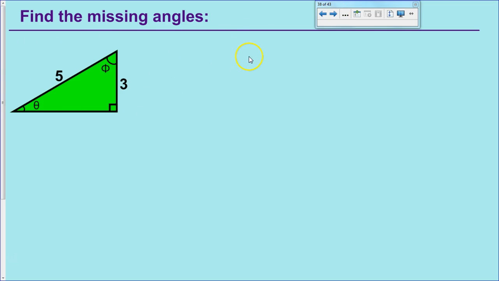Over here, we've got a new problem. Pause the video and see if you can write two trigonometric equations that will help you find theta. And like I told you before, that one's going to be called phi.